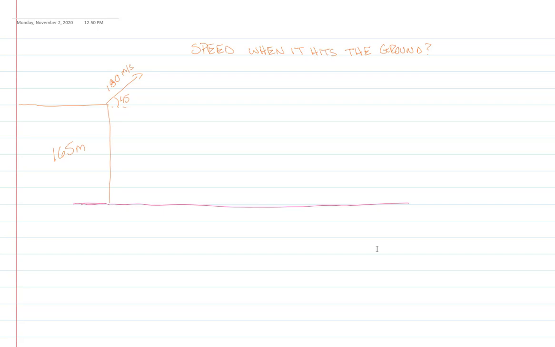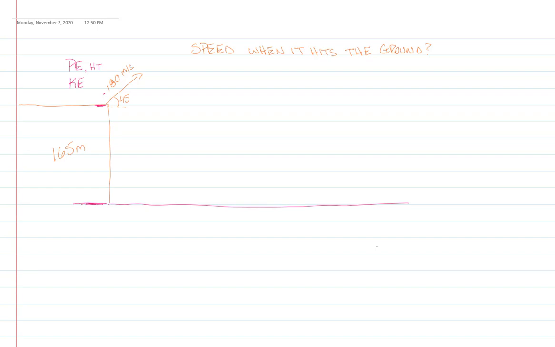Let's figure it out. The first thing I suggest that we do is that we label the types of energy we have at the different places that we're interested in. So we're starting off here, and that is at this height of 165 meters. So we definitely have potential energy related to height, and it's moving. So it has initial kinetic energy.